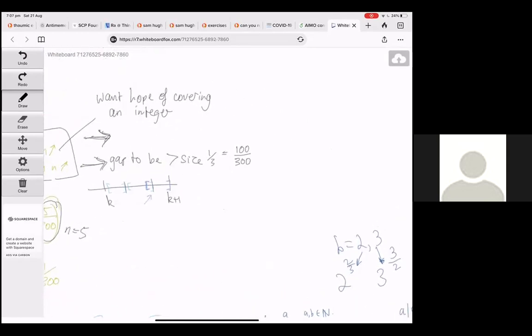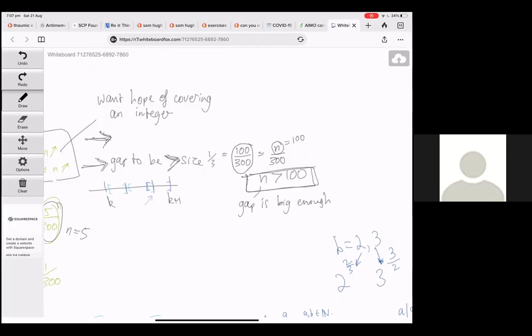So that means that this gap is achieved when n is equal to 100. And if I want my gap to be bigger than that, then I need n to be greater than 100. So this is the condition that I get from my gap being big enough.